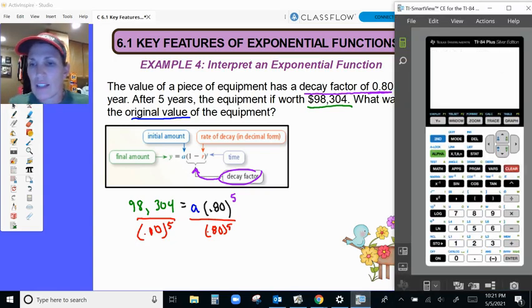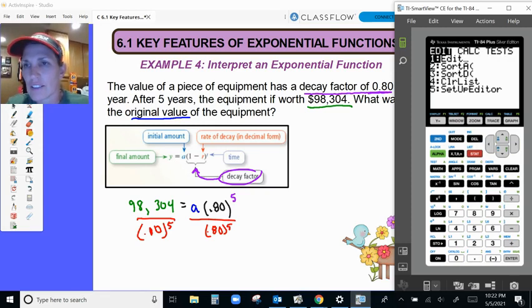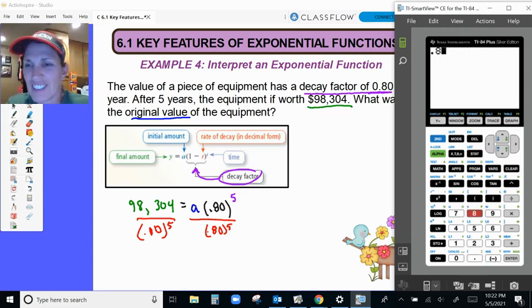Okay. So we have 98,304 divided by, we'll go 0.80 to the 5th. What was my parenthesis for the, oh, gracious. What happened there? Delete. Oh gosh. Okay. Here I'm just going to go 0.8 to the 5th. And then I'll take my 98,304 and divide it by my answer there.